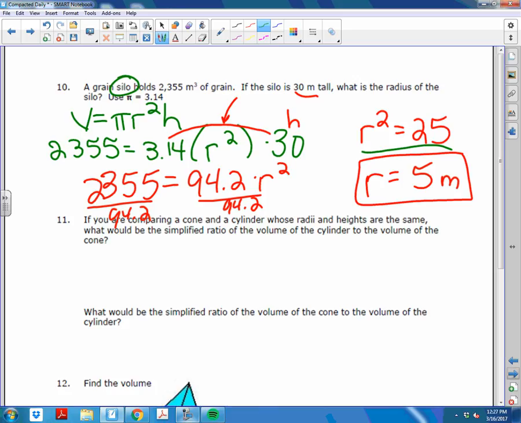Number 11: if you are comparing a cone and a cylinder whose radii and heights are the same, what would be the simplified ratio of the volume of the cylinder to the volume of the cone? What that means is we're going to find the volume of the cylinder over the volume of the cone. Now what I did is I simply used the formula. What's the formula for the volume of a cylinder? And the formula for the volume of a cone?